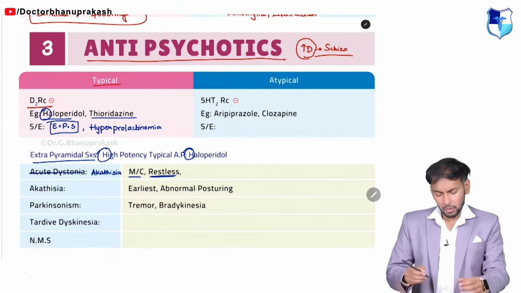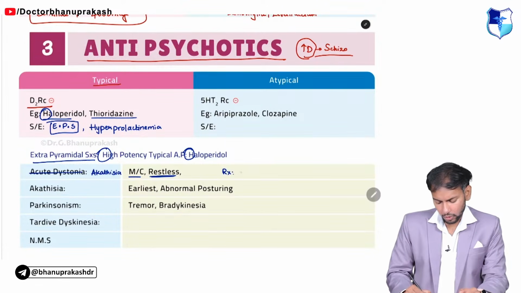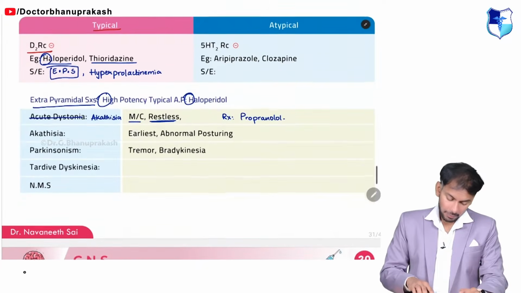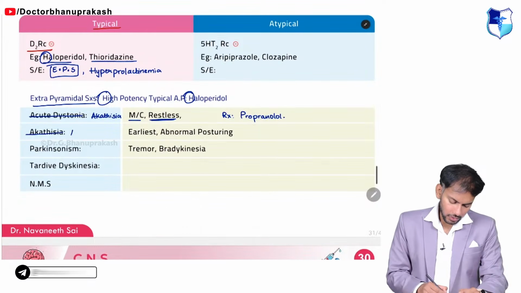Now, how do you treat this? We don't know the cause. We treat it with the help of propranolol. Now, coming to the next one, it is acute dystonia.